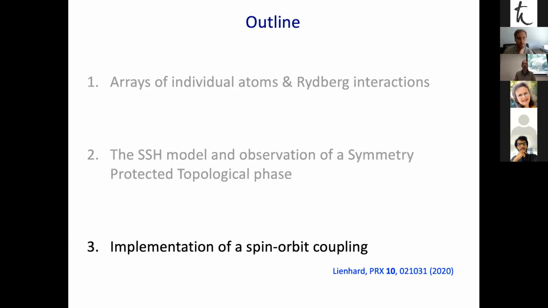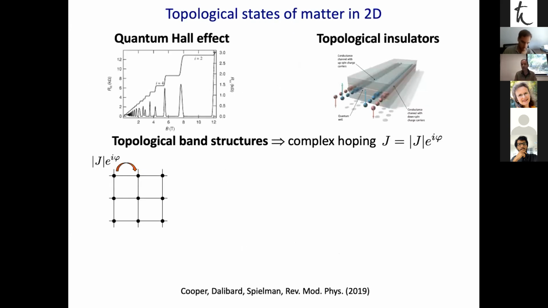7 minutes, okay. So I will just give you an idea, hopefully, of how we can use these resonant dipole interactions to implement a spin-orbit coupling. The idea for implementing the spin-orbit coupling is, of course, to go beyond 1D, to 2D. I don't need to motivate that either. Many people are working on that with photonic platforms, polaritonic platforms.